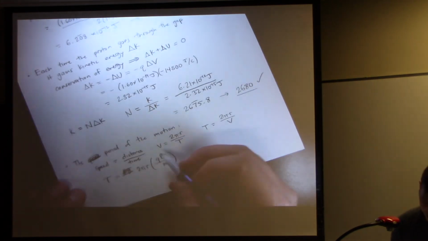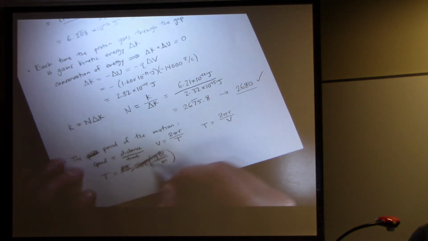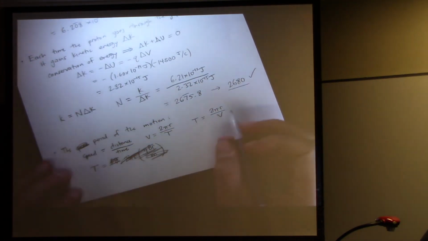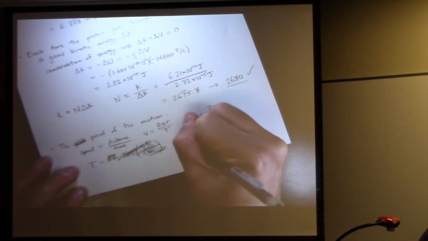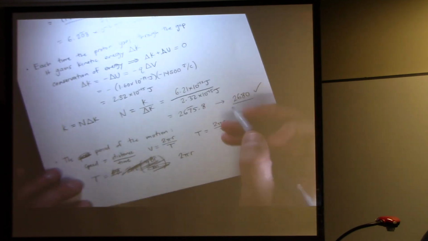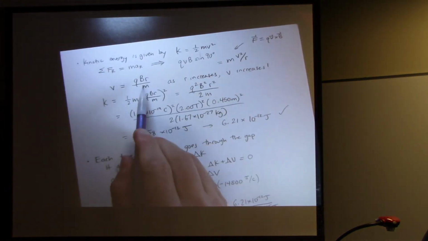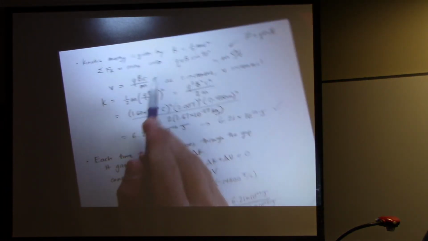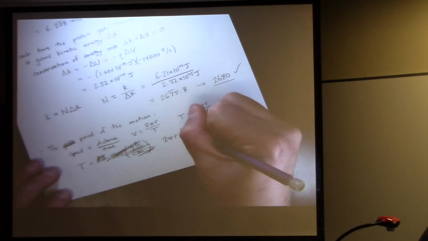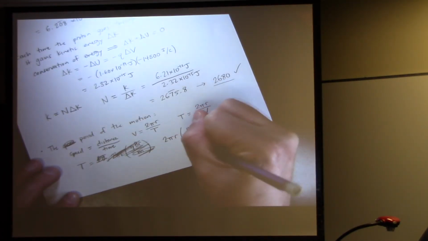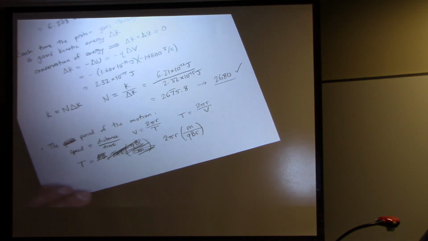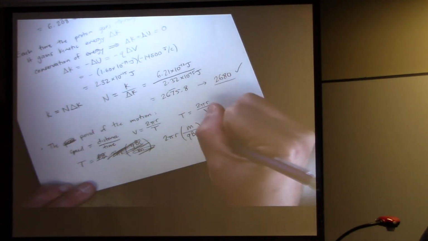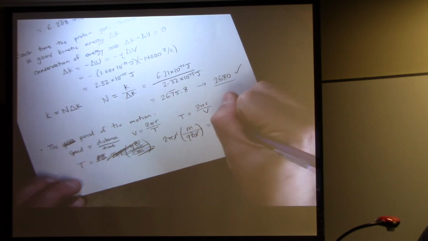I'm sorry, guys. It's been a long day. Okay, so v is on the bottom, right? So I have 2 pi r, and v is qBr over m, but the mass goes to the top, and then qBr goes to the bottom. That's what I was trying to do. And the radius drops out, and we have 2 pi times the mass divided by qB.